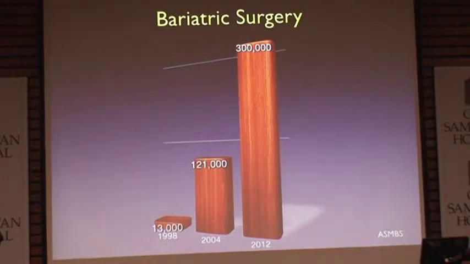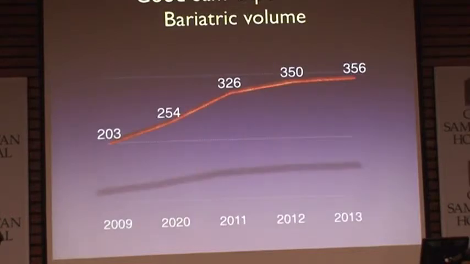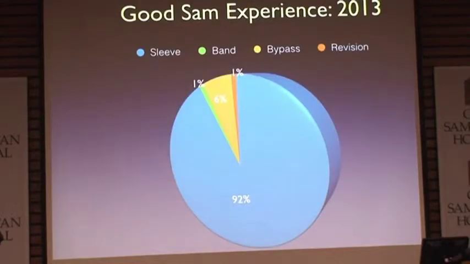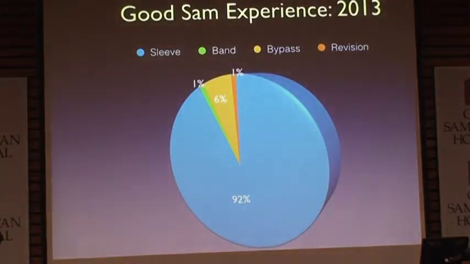So that's where we are, 300,000 metabolic procedures or bariatric procedures in this country every year. And that is a significant increase if you go back to the years that I was in training. Here at Good Sam, we do roughly about 350 to 400 cases every year. And we are lucky to have Dana with us today. She's our bariatric coordinator and to a great extent responsible for our good outcomes.